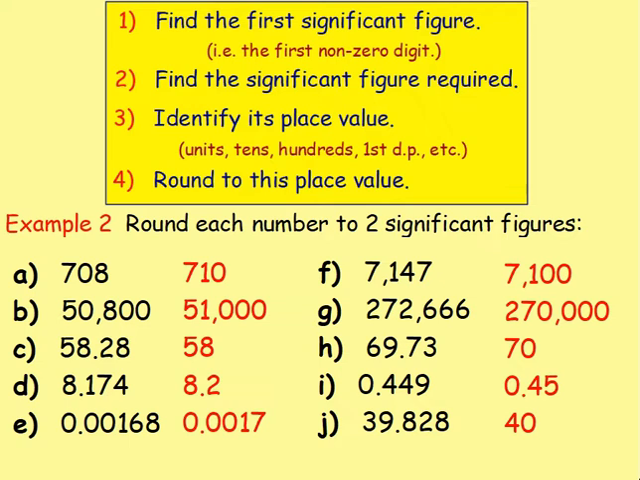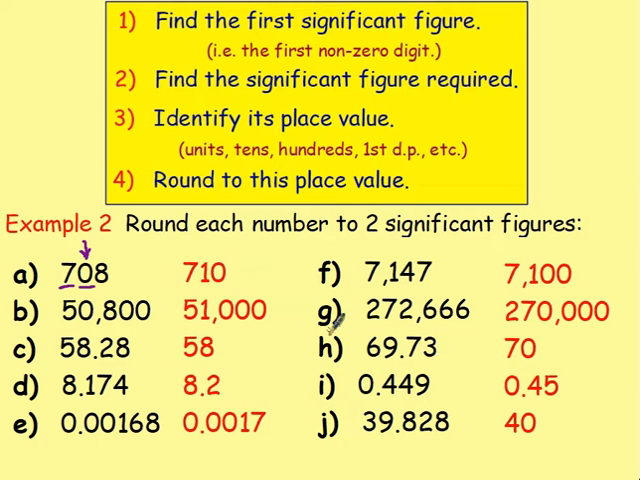You can also round to other significant figures. So if you round to 2 significant figures, well, it's the same idea. So 708, if you round that to 2 significant figures, well, you find that first significant figure, the first non-zero number, then find the second significant figure, because that's what you want to round to. That number there is in the tens column, so you round this number to the nearest 10. Find your number, look next door, it's 5 or more, so you add one more. So that'll go to 710.